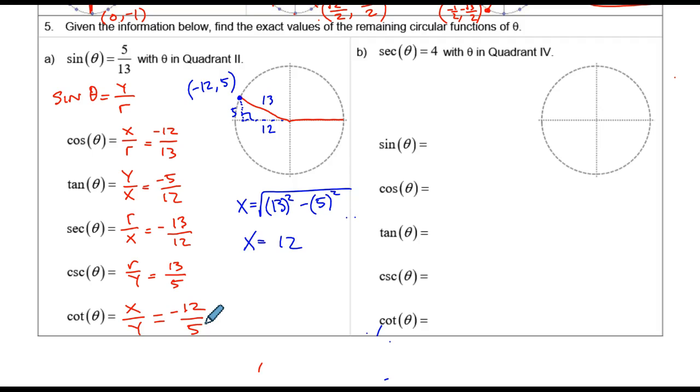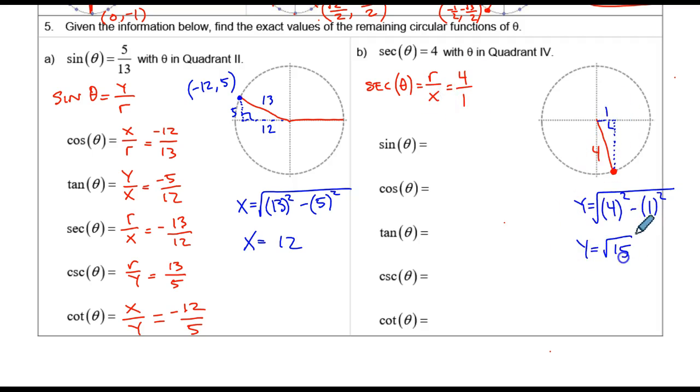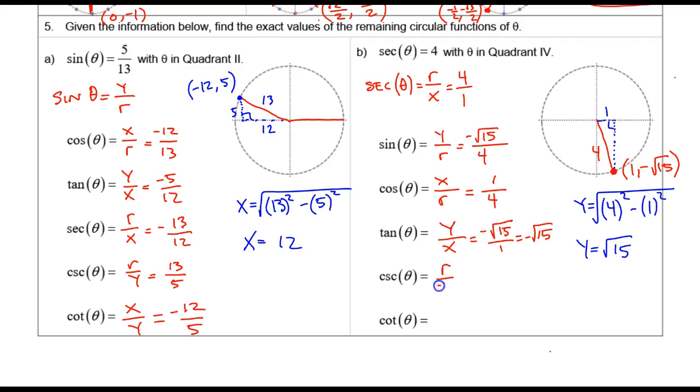Okay, let's go ahead and look at the next example. I'm going to rip through this one pretty quick. I hope you can follow along. Okay, folks, there you have it. That's the rest of this example 5 part B. I've got all of the 6 trig ratios for this angle theta, which is in quadrant 4.